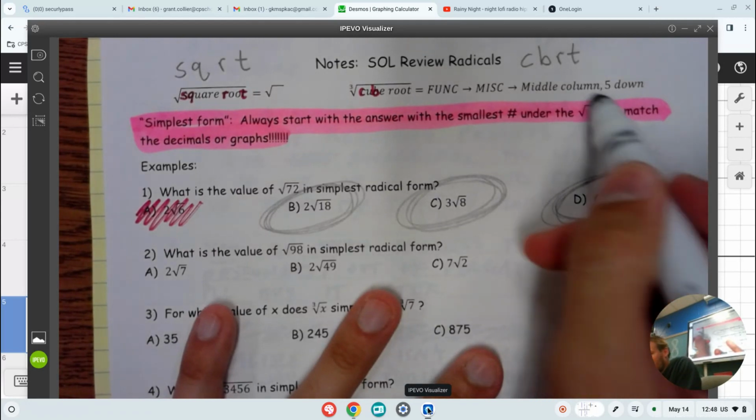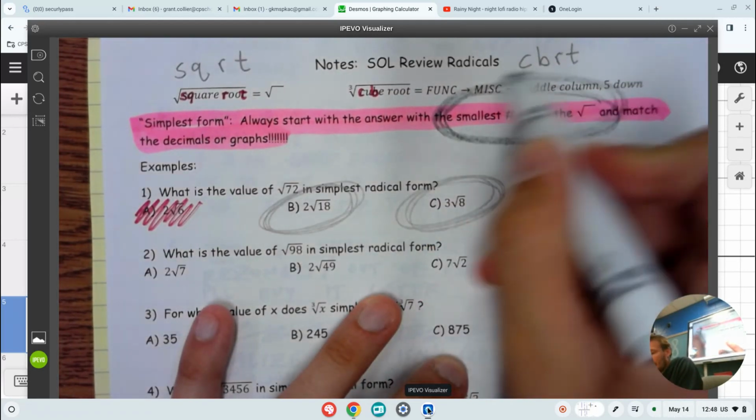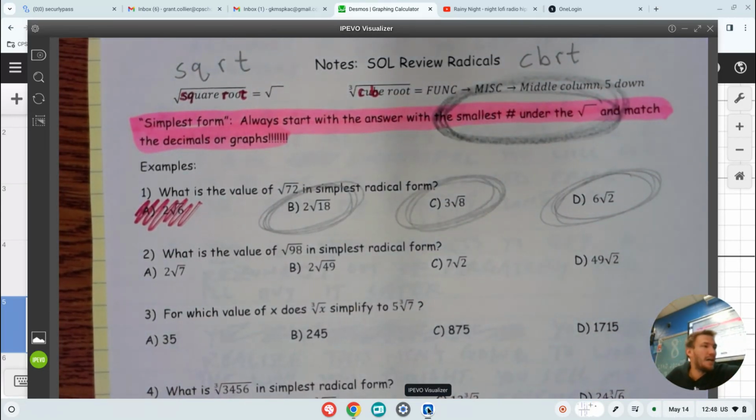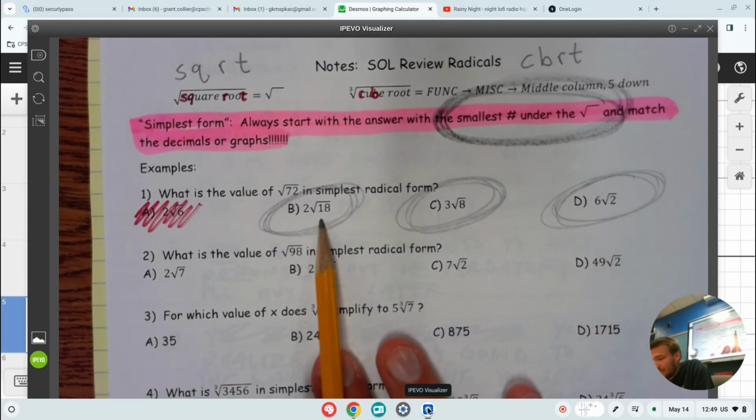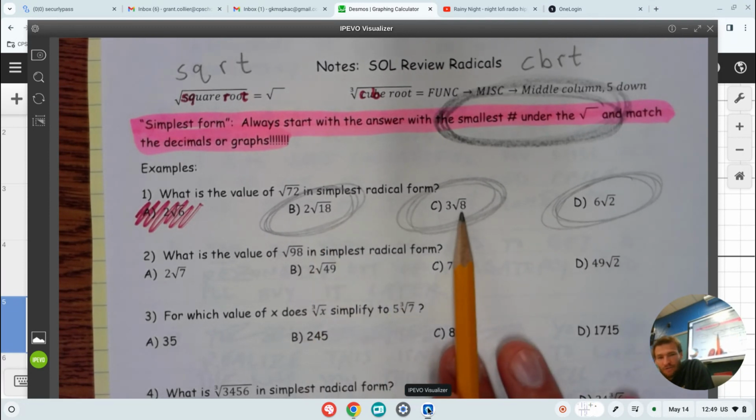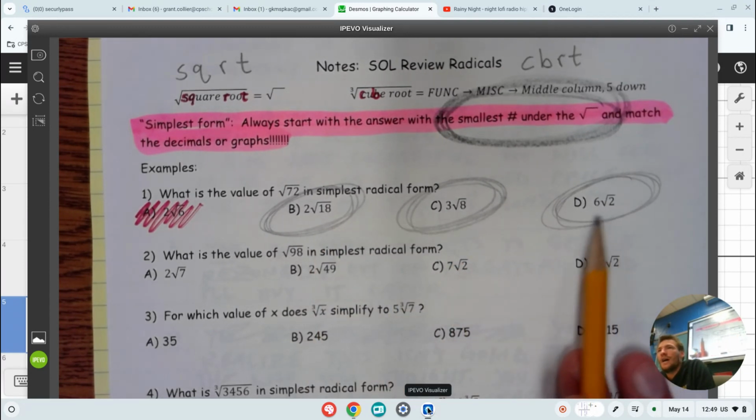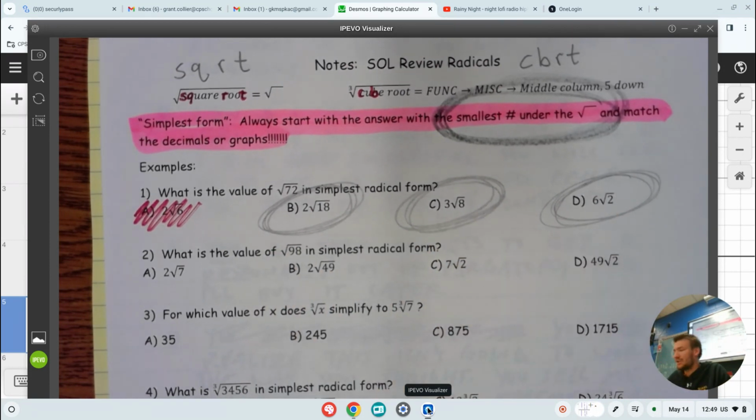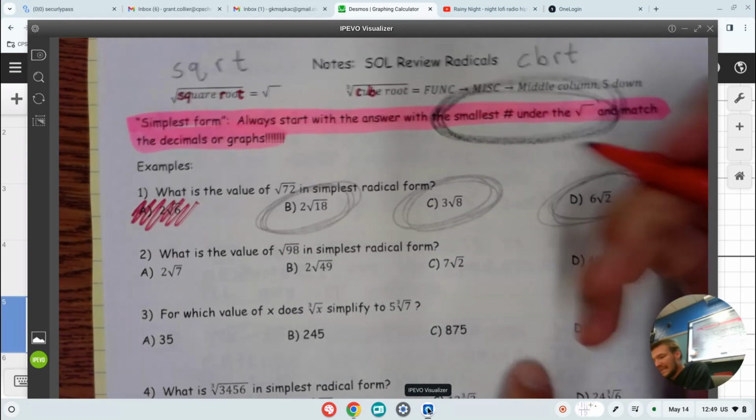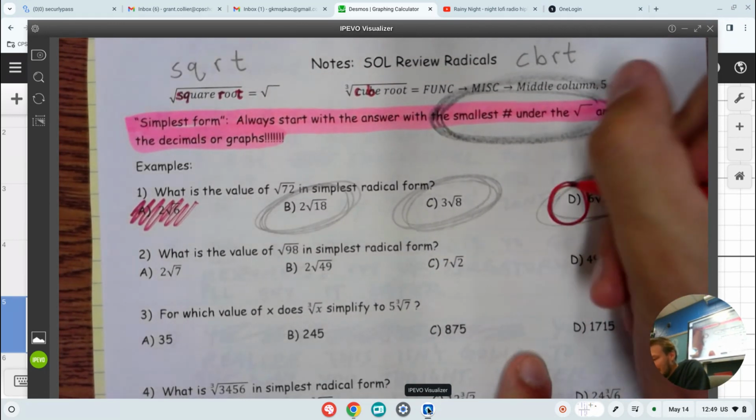This is what we're looking for right here. The smallest number under the square root. So those numbers are 18 under the square root, 8 under the square root, and 2 under the square root. So out of B and C and D, which letter are you going to choose? We need to choose letter D.